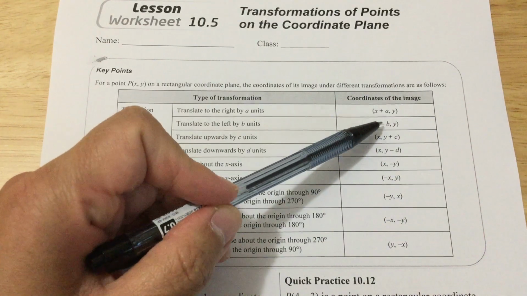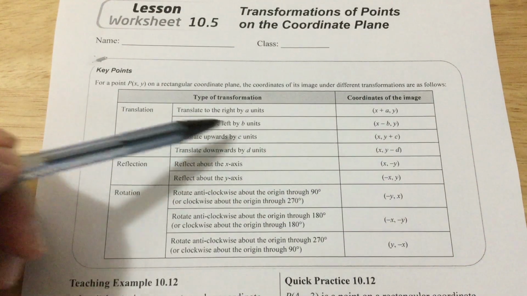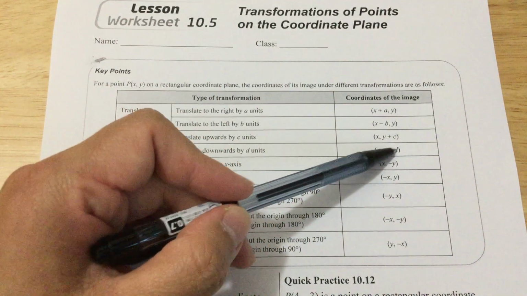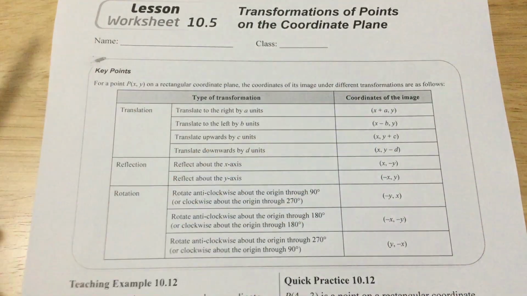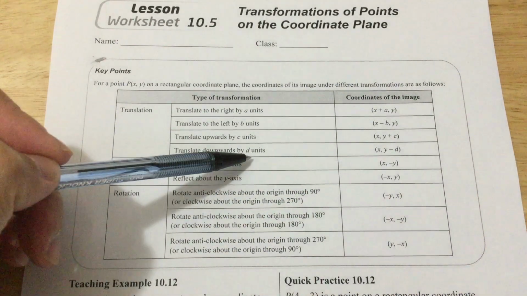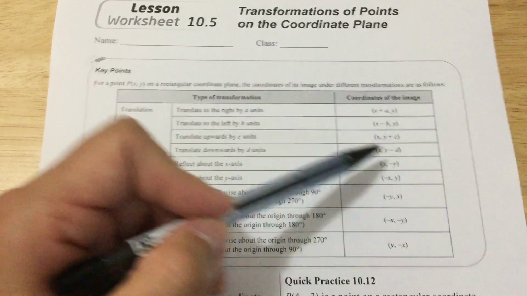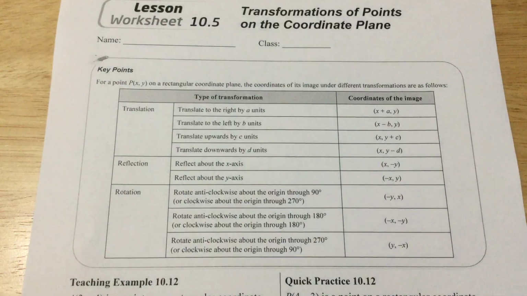For translated to the left by b units, this time to the left, that means you have minus. So you have x minus b. Once again, y remains unchanged. And for translated upward by c units, that means that you go upward. So this time you will add c to y, but x remains unchanged. Finally, translated downward by d units. That means that you will go down d units, that is y minus d, and the x coordinate remains unchanged.